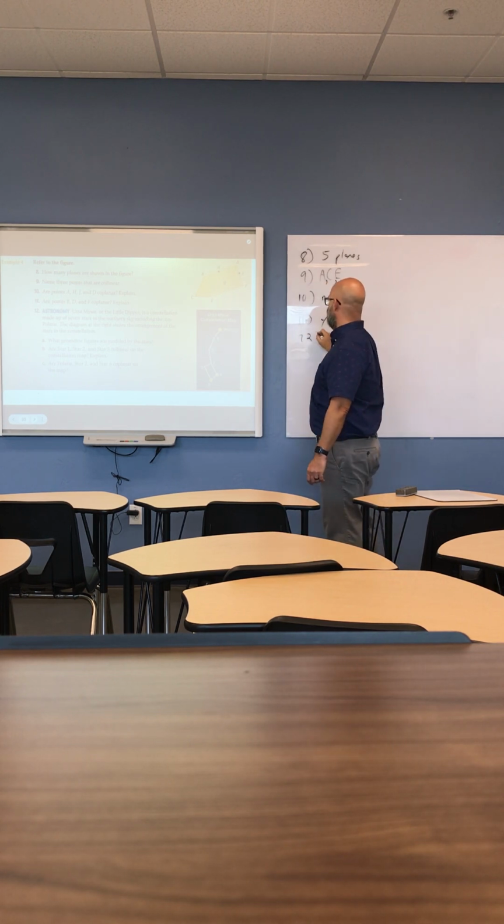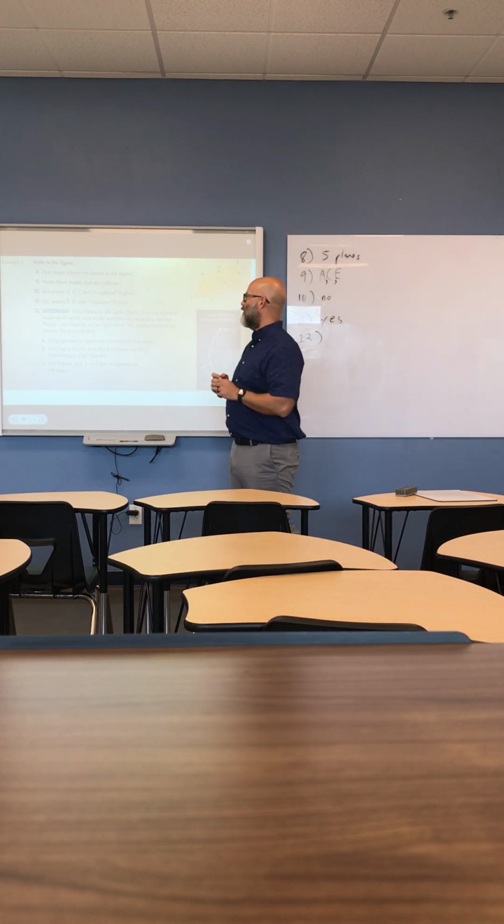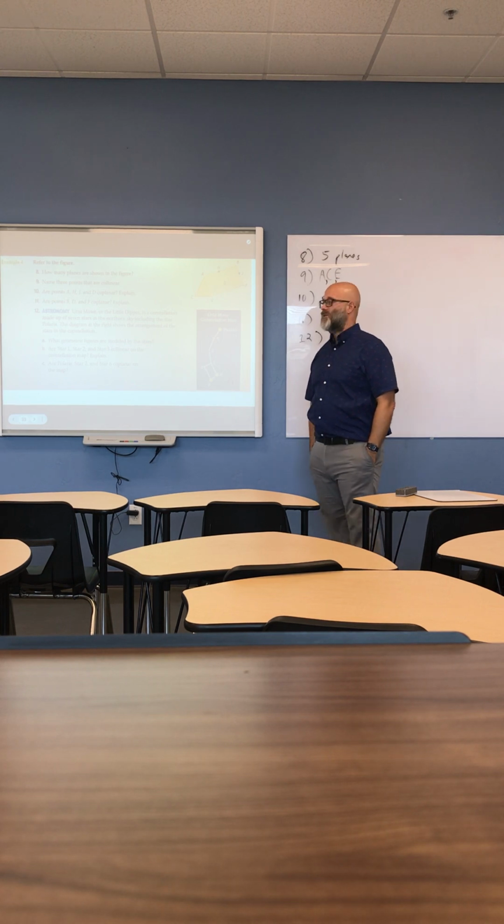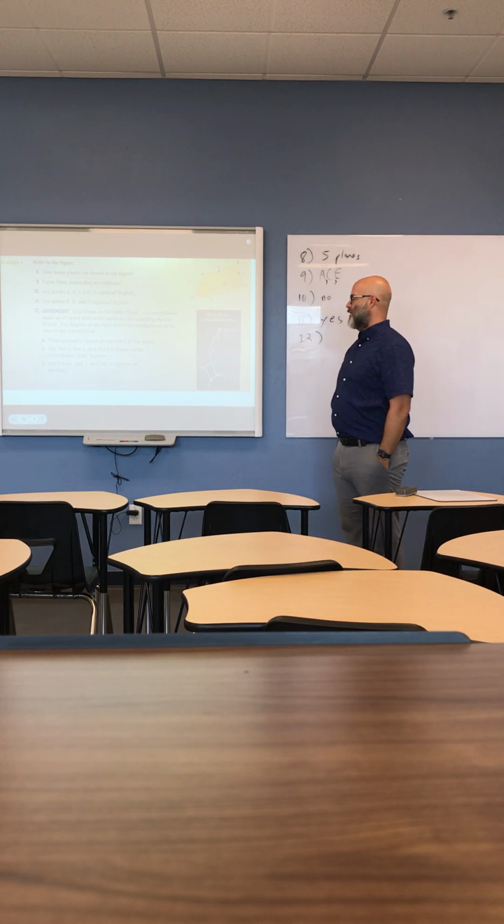Number 12 says, astronomy. Ursa Minor, or the Little Dipper, is a constellation made up of 7 stars in the northern sky, including the star Polaris. The diagram at the right shows the arrangements of the stars in the constellation. What geometric figures are modeled by the stars?